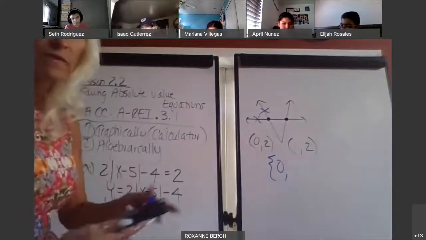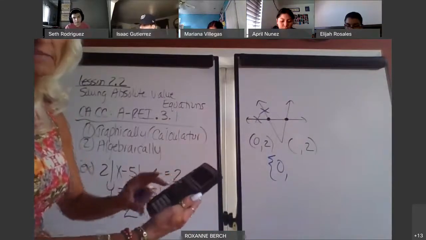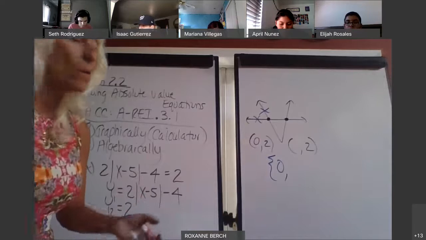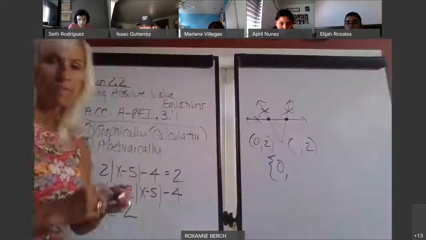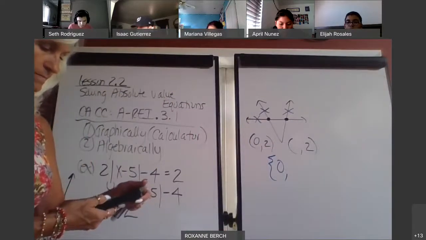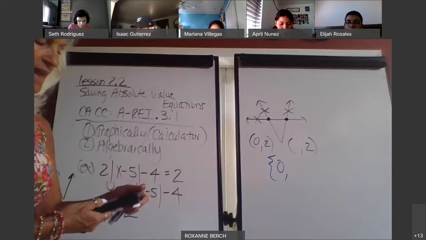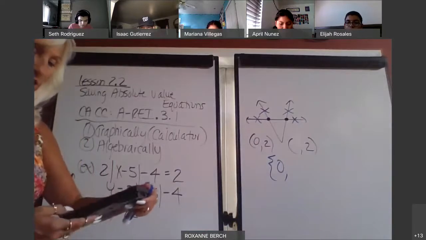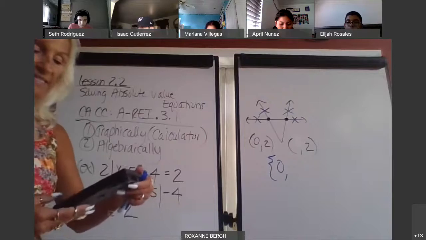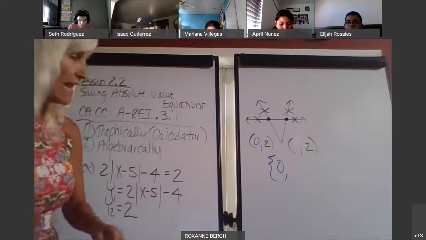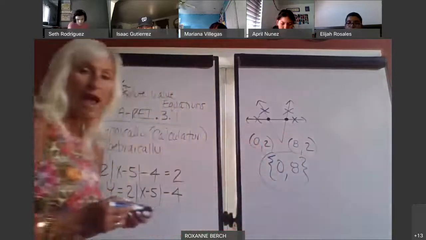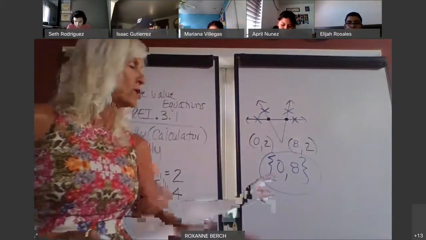So let's go through this again. So you're going to go to second trace, and you're going to pick the intersect feature. And now you're going to use the arrow key and move this over there. You're going to hit enter, and the spider's going to jump to the other graph, and you're going to hit enter, and then the calculator's going to say, do you want me to guess? And it's not really guessing. It's giving you the ordered pair 8, 2. And that's where the other solution is of the actual graph. The actual graph is crossing at 0, 0, and 8, 0.